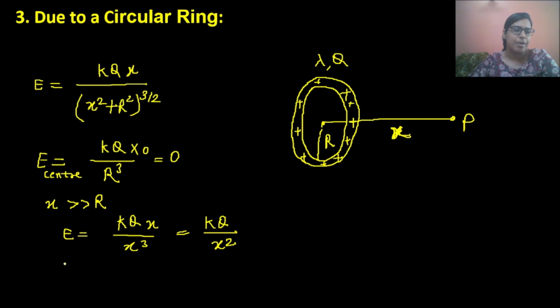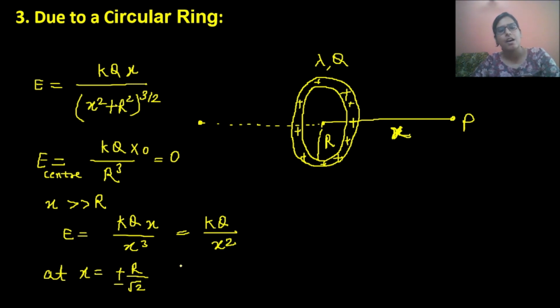Another point to remember: at x equals r by root 2 and minus r by root 2, here also in this direction, not r by 2, r by root 2, the value of the electric field will be maximum, and that maximum value you can find by putting r by root 2 in this formula.